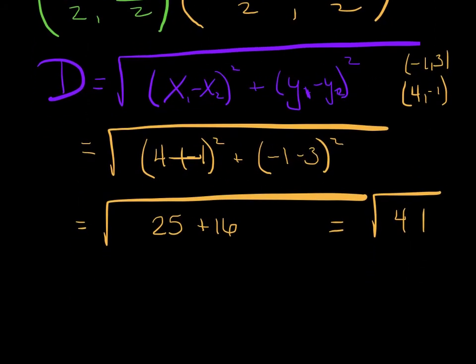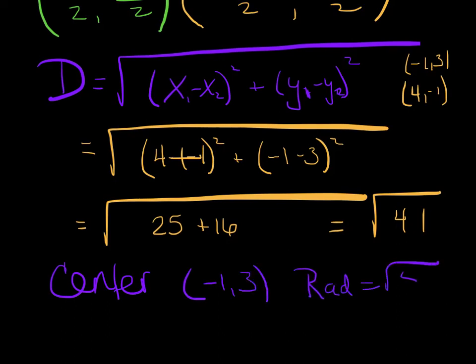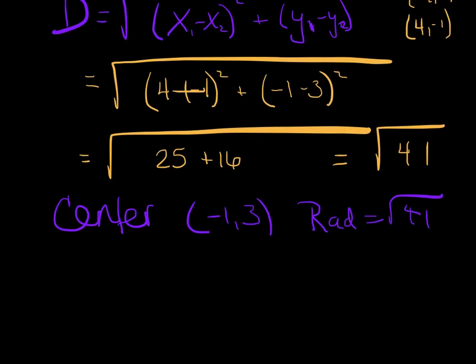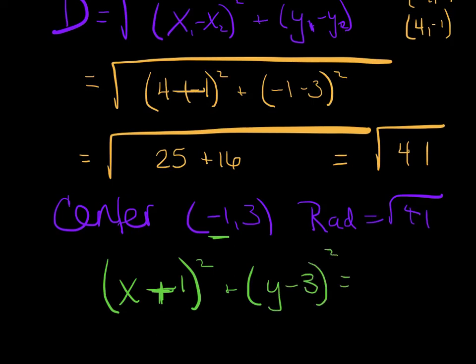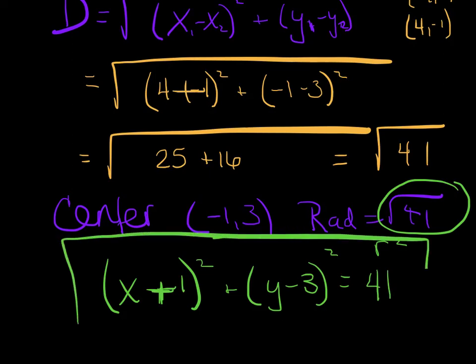We know that our center is (-1, 3), and we know that our radius is radical 41. So let's throw it in the equation. It's x minus h, so minus negative 1 squared, which is going to turn to a plus, y minus 3 squared equals, and remember, what does the formula say? It says it's radius squared. So if I take my radius and square it, I'm just going to get 41. And there is the equation of that circle.